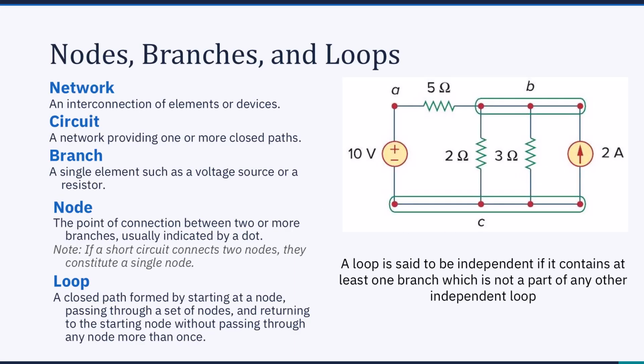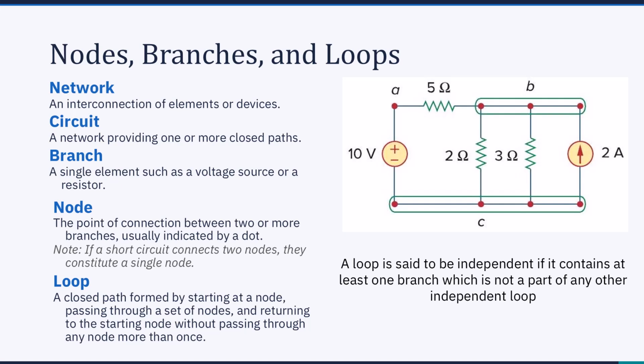Before we talk about Kirchhoff's laws, we need to be very clear about the terminology used in circuit theory. Let's define the key terms. A network is simply an interconnection of elements or devices. Now, if that network provides one or more closed paths for current to flow, we call it a circuit. A branch is a single element, like a voltage source or a resistor. Each individual element in a circuit is one branch.